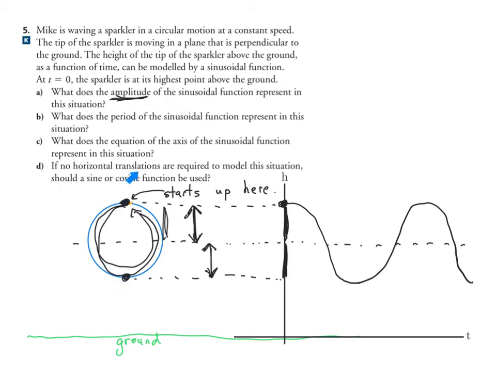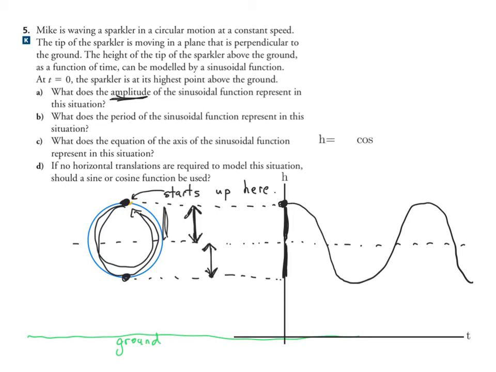If no horizontal translations are required to model this situation, should a sine or cosine function be used? Well, it starts at the top and goes down to the bottom. That's exactly what a cosine curve does. It starts at its highest value and then goes down to the lowest value and back up. A sine curve starts at the middle, goes up before it goes down to the middle, and then down and then back up. So definitely we would want to use a cosine curve.